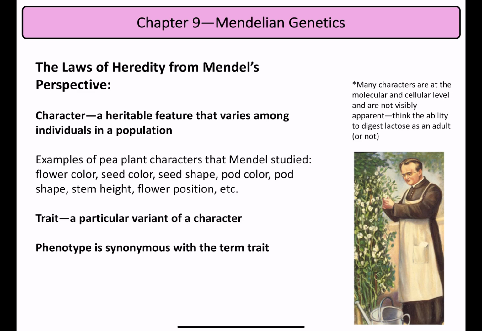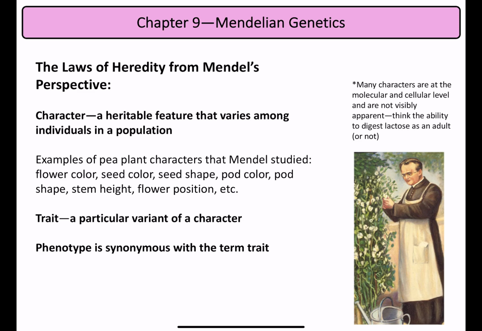Now we're only going to focus on one because the principles that he figured out from each character are the same, so it doesn't matter which one you pick. We're going to pick flower color, but he studied pea plant flower color, pea plant stem height, seed color, seed shape. All of these are examples of characters.